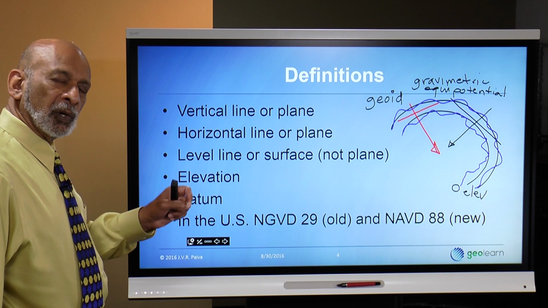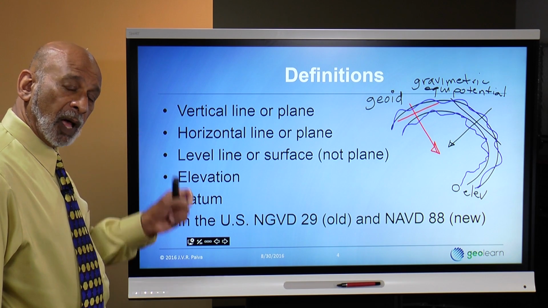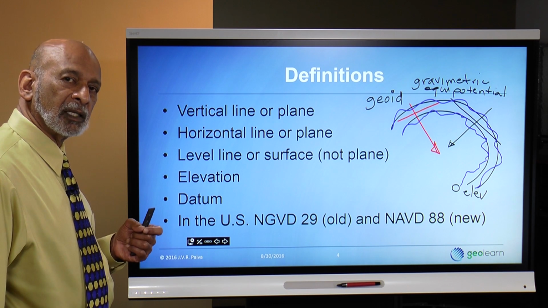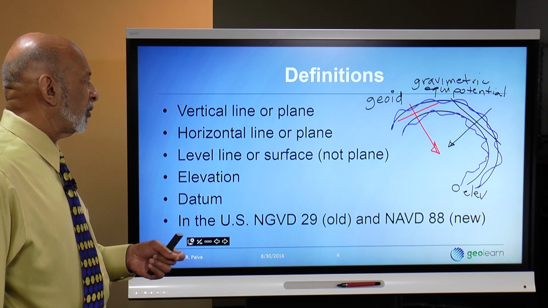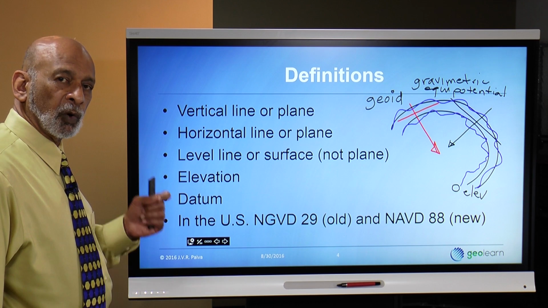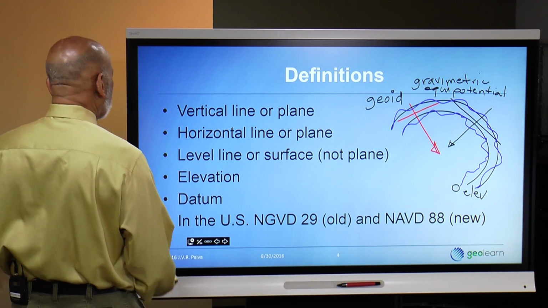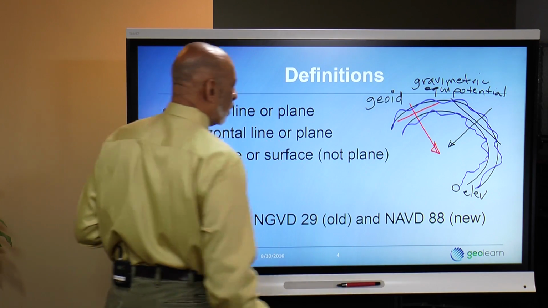And so the geoid, or what's called the geoid model, is used to convert from ellipsoidal height that GPS generates to give us something referred to as orthometric height or elevation. So this thing called elevation is simply height above what's called sea level.